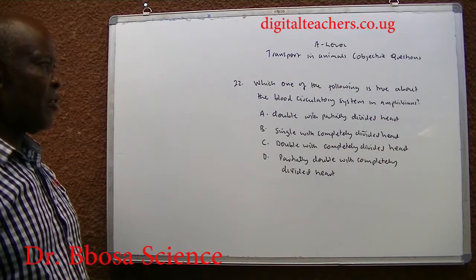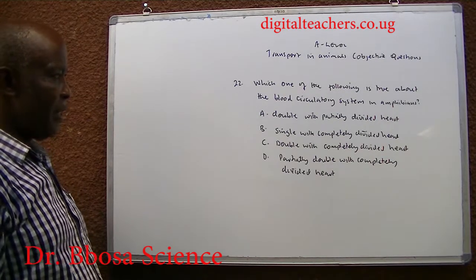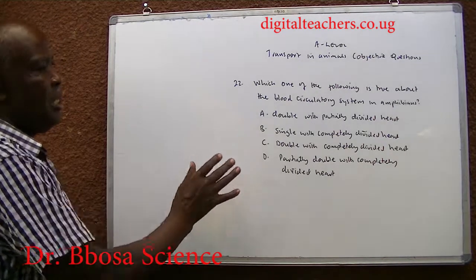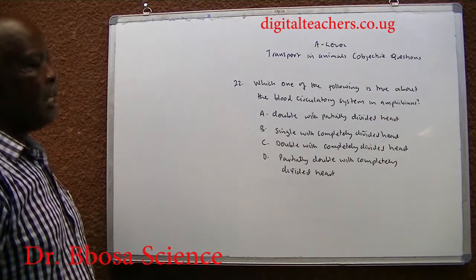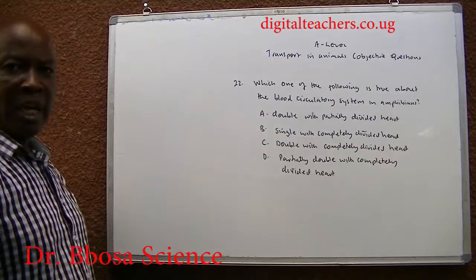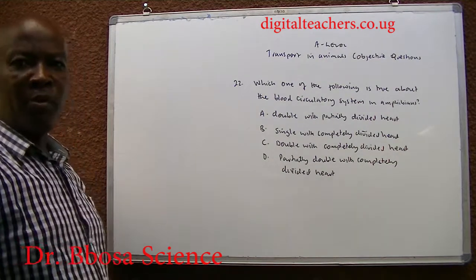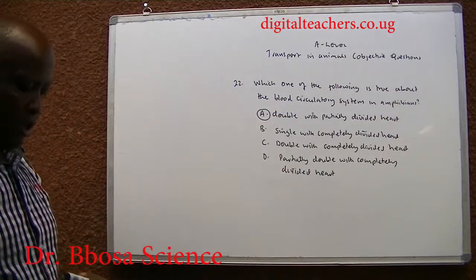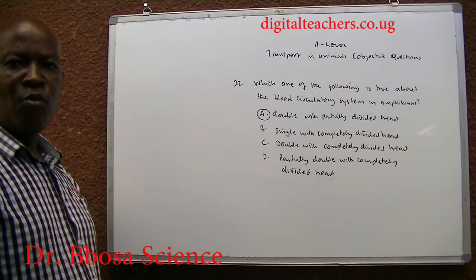Number 22. Which one of the following is true about the circulatory system in the amphibian? A. Double with partially divided heart. B. Single with completely divided heart. C. Double with completely divided heart. D. Partially double with completely divided heart. You can pause and answer. The answer is A. It is double with partially divided heart, 2 atria, 1 ventricle.